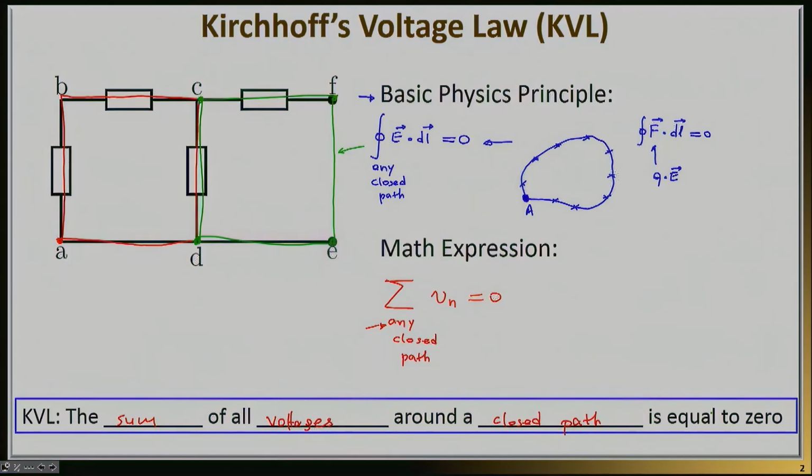Both of these paths must satisfy KVL, that the sum of the voltage drops across this path must be equal to 0. Also, you could choose another path. You could go from A to B to C to F down to E, D, and A. Here's another closed path. It doesn't have to be the smallest path that you see in front of you. Any closed path, KVL must be true on.